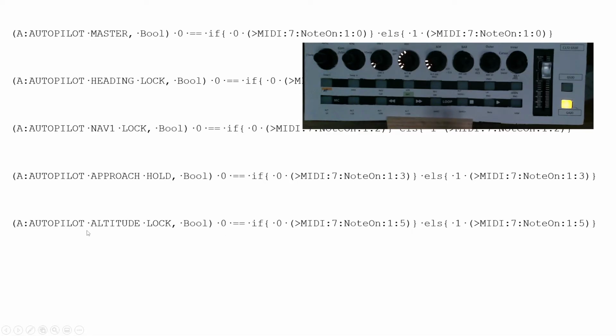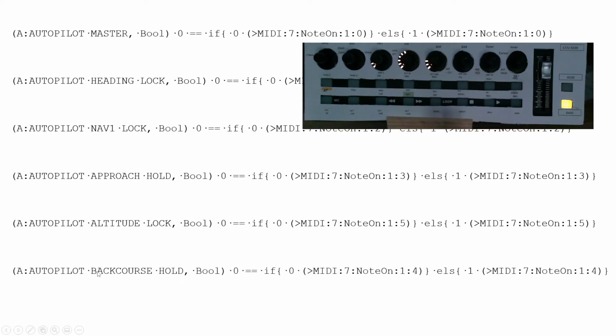I don't quite remember why, but if it's in altitude hold mode, then we're going to send a 0. If it's not in altitude hold mode, we'll send a 0 to bulb number 5. If it is in altitude hold mode, we'll send a 1 to bulb number 5. And this is the back course.